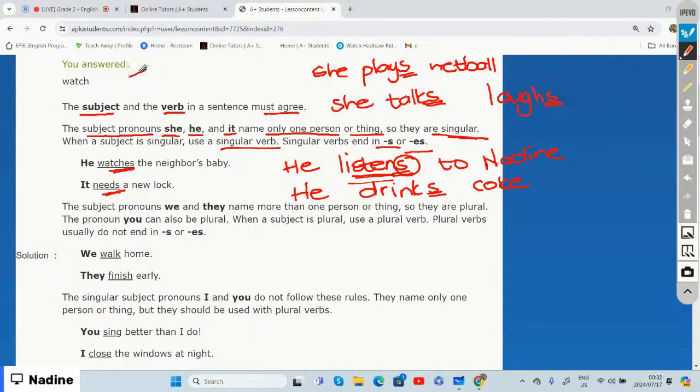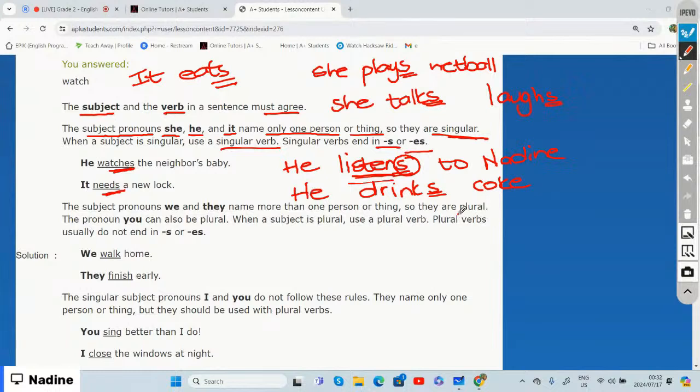Eat, we can say it eats. If you're talking about the dog, it eats the food, right? But we add our S or we add ES to our verb when one person or thing is doing something, right?